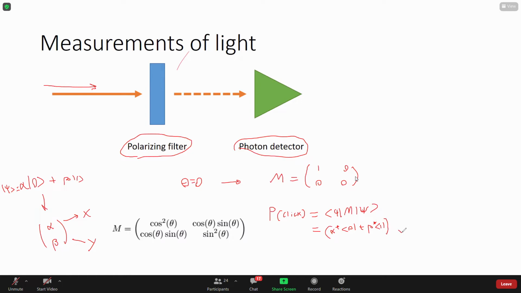And 0, 1, 0, 0, 0, and then here we get our 0 plus 1, and with alpha. So then really only the 0 remains, and we get alpha star alpha, which is alpha squared.